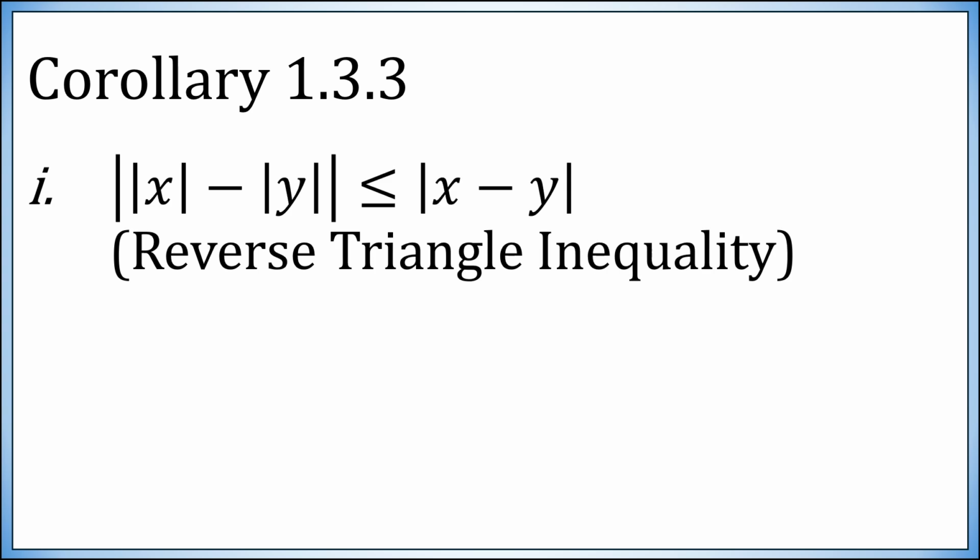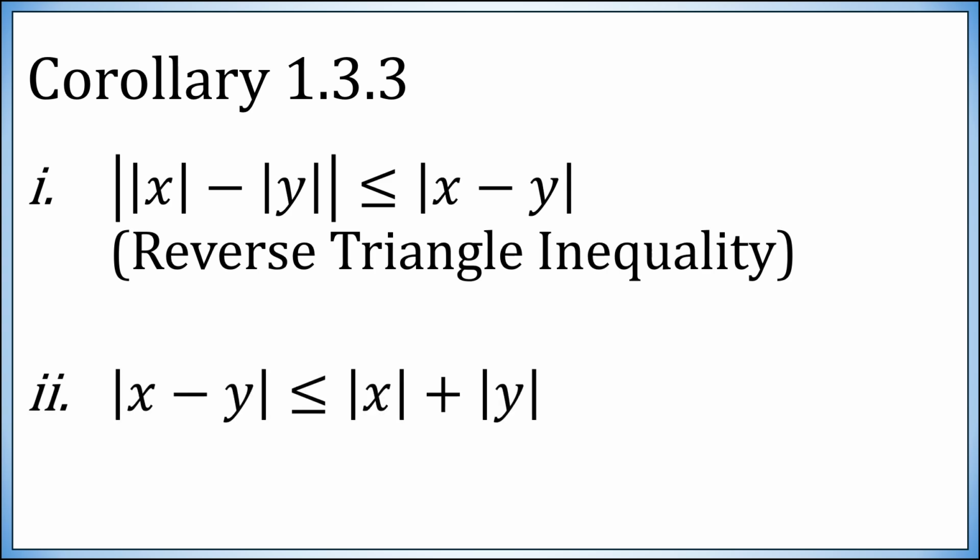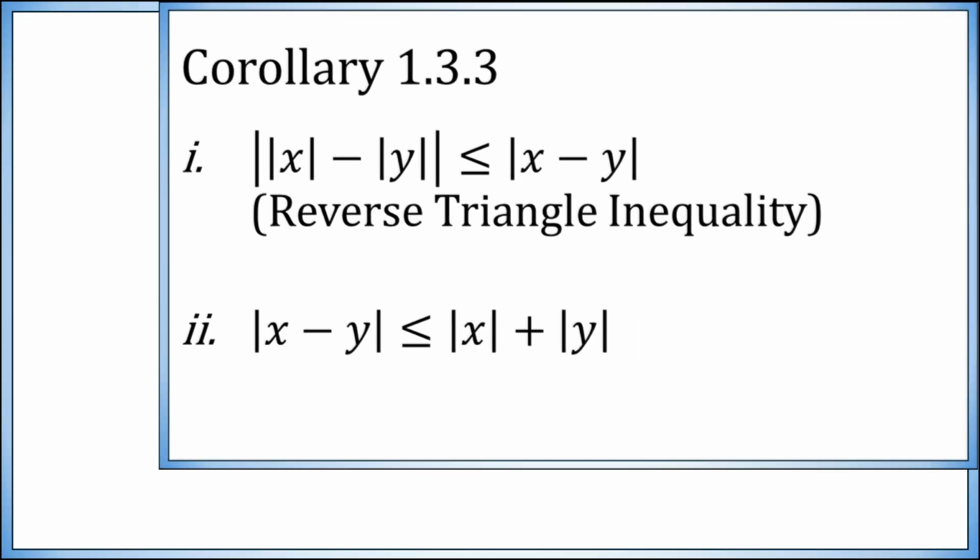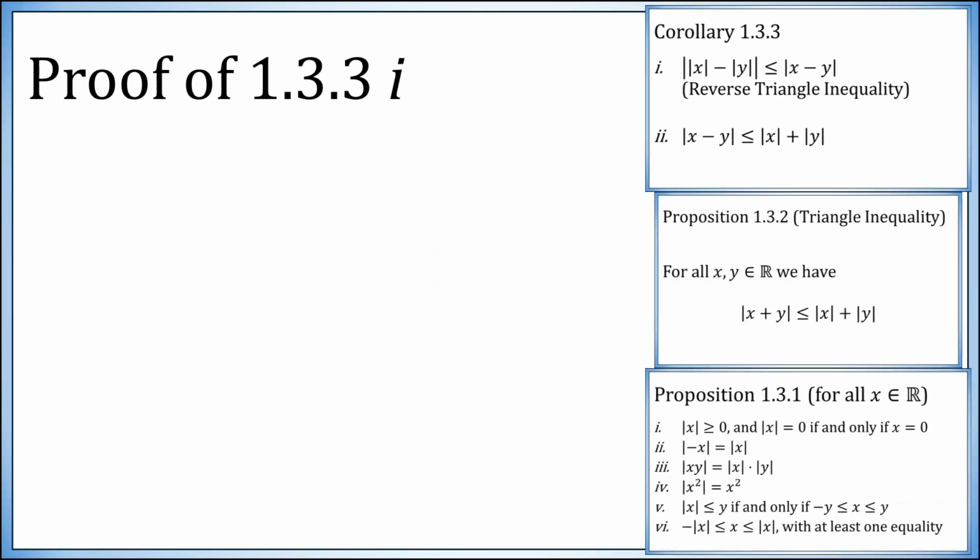An immediate corollary of the triangle inequality is what's called the reverse triangle inequality, and also this right here, that the absolute value of x minus y is less than or equal to the absolute value of x plus the absolute value of y. We'll go ahead and prove these. So we've reminded ourselves both of the triangle inequality, because we are claiming this is a corollary of it, and proposition 1.3.1. So first, let's take a look at the reverse triangle inequality.